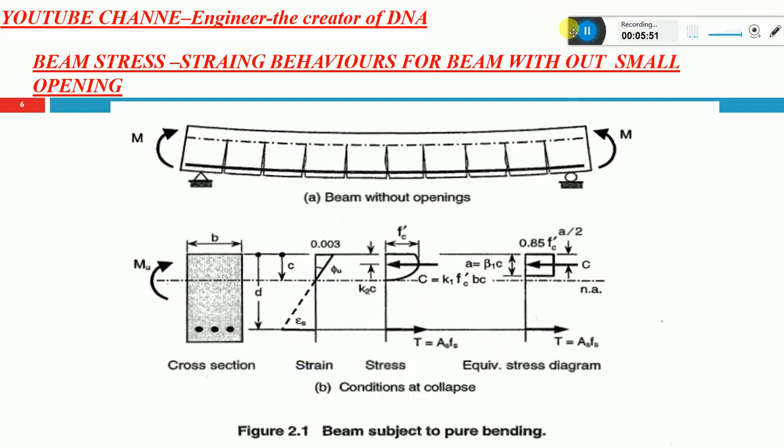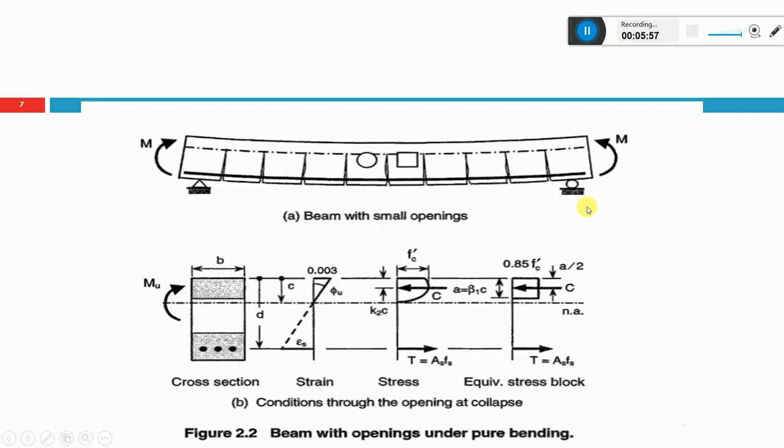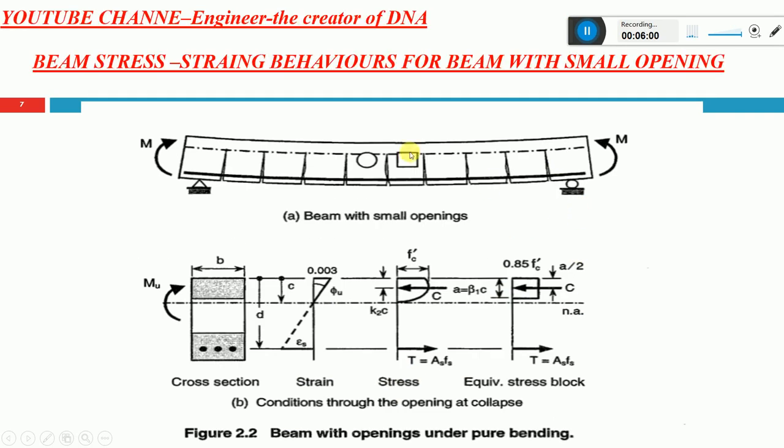Another thing we have to discuss is beams with openings, the behavior of beams with small openings. We have to check the beam with small openings under pure bending. These are beams with circular and rectangular holes. So what has changed in the cross section is that there is a void in the cross section, with the rebars. You can see the void, but the remaining strain, stress and equivalent stress block are all the same. Only the cross-section area is different.